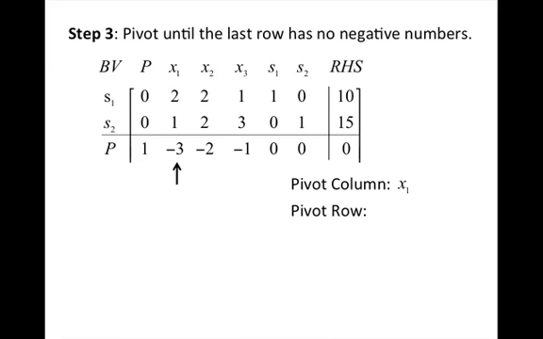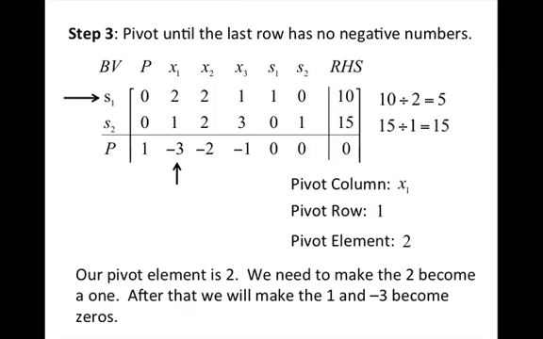To find the pivot row, I take the right-hand side and I divide the numbers by the elements in the pivot column. So 10 divided by 2 is 5. 15 divided by 1 is 15. I use the smallest non-negative quotient, which is the 5. So row 1 is my pivot row. Then my pivot element is the number that's in the pivot row and the pivot column, and that's the 2.